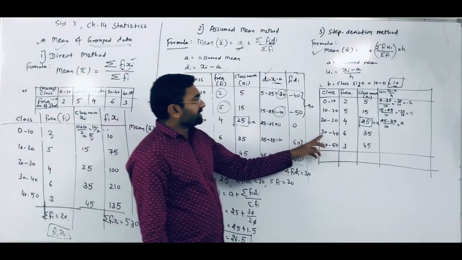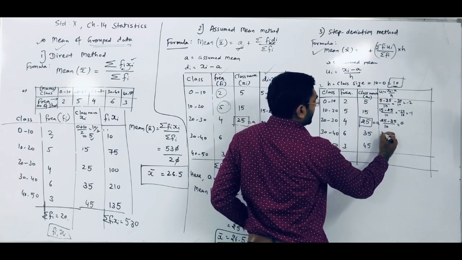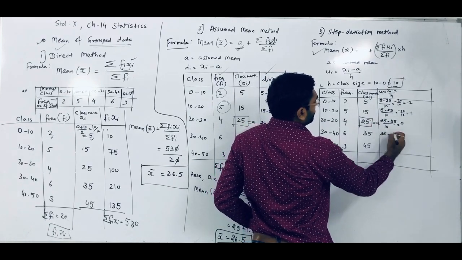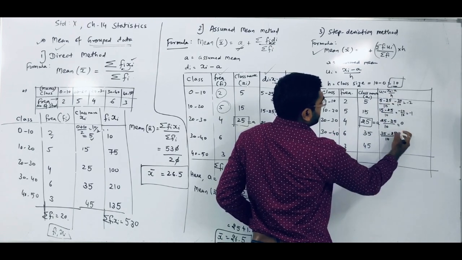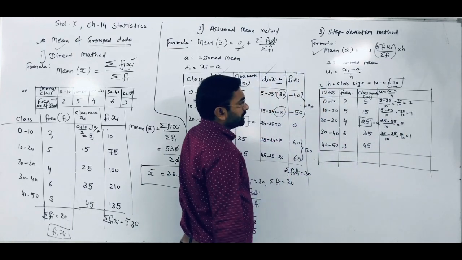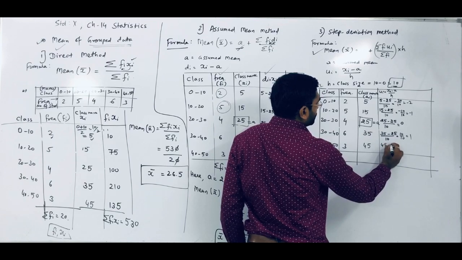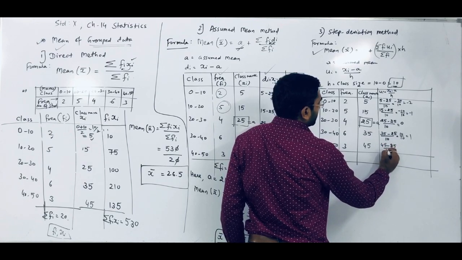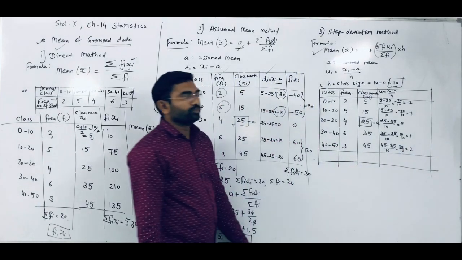Okay. Now that class ui value we have to find out. So that class's xi value we have to write, which is 35, minus the assumed mean which is 25, divided by h value 10. So we get 10 by 10 is equal to 1. And this class's xi value is 45 minus the assumed 25 divided by 10. So we get 20 divided by 10 is equal to 2.